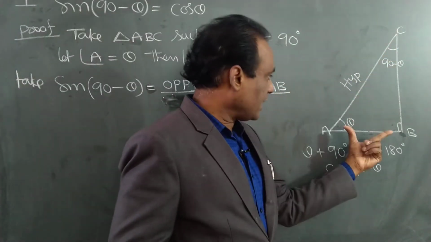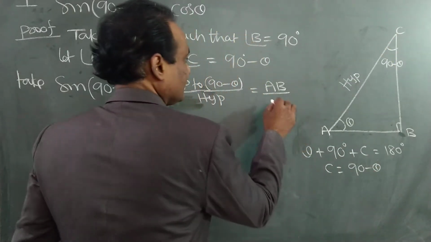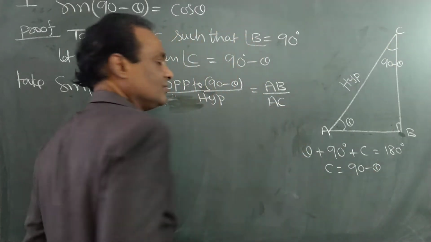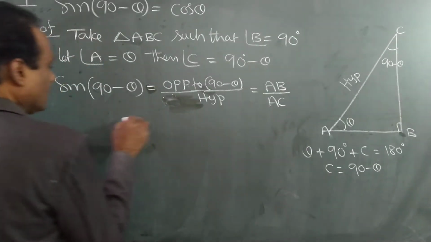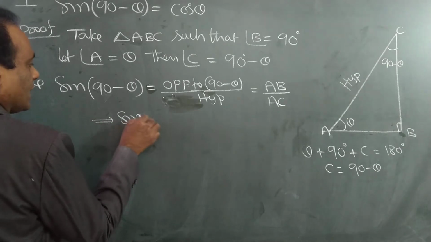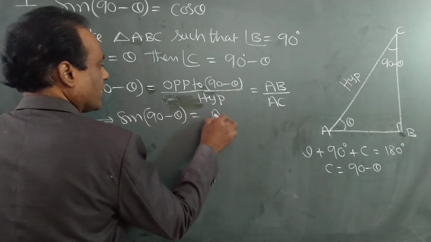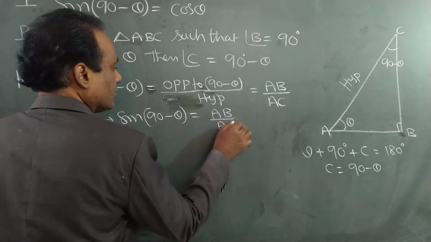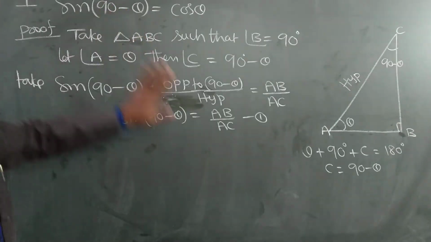Opposite is AB. Hypotenuse is AC. That implies sine 90 minus theta is equal to AB by AC. Leave it. This is AB by AC.